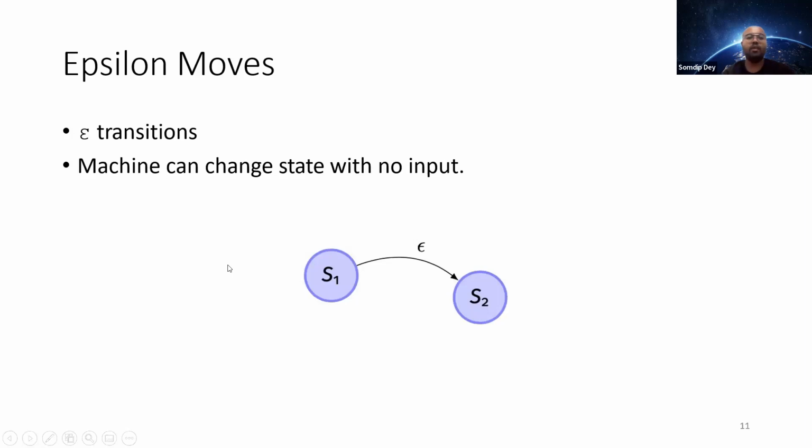Now, another thing to keep in mind, which is very important in finite automata, especially for non-deterministic finite automata, is the epsilon moves. An epsilon move is a type of transition where, let's say, the machine changes state from S1 to S2, but the transition is empty. The epsilon transition is the empty string, which means it doesn't consist of any string. So the machine changes state with no input. We need to keep this in mind as well.